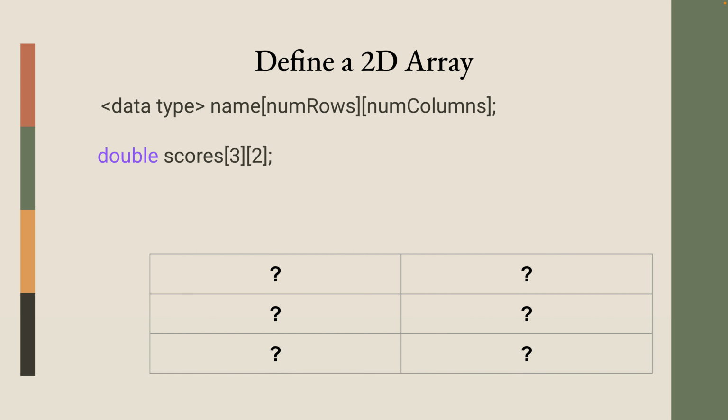Okay, so this is essentially the same slide as before, but just generalizing it. So the data type, the name, number of rows goes in the first bracket, number of columns goes in the second. Again, both of these refer to the size. Anytime we use it later, it's going to refer to the index, but this very first time when we define it, it refers to the size.